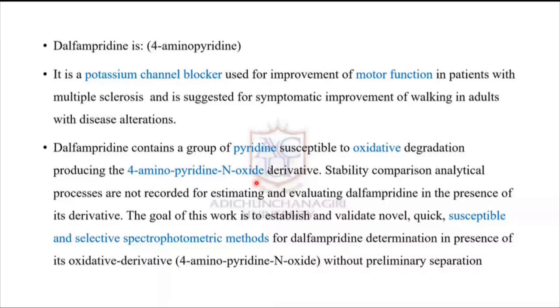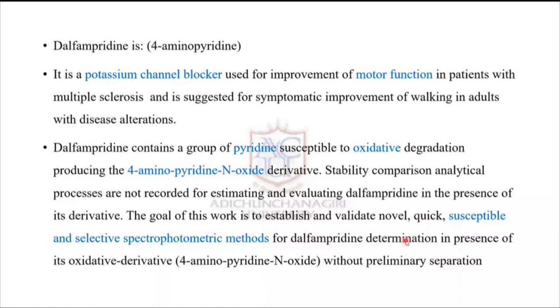So the author has developed a method such that in presence of this derivative, or in presence of this degradant, the drug can be analyzed. This is the degradant produced on oxidation. The author has developed a stability-indicating analytical method, and it is also quick, novel, sensitive, and selective.